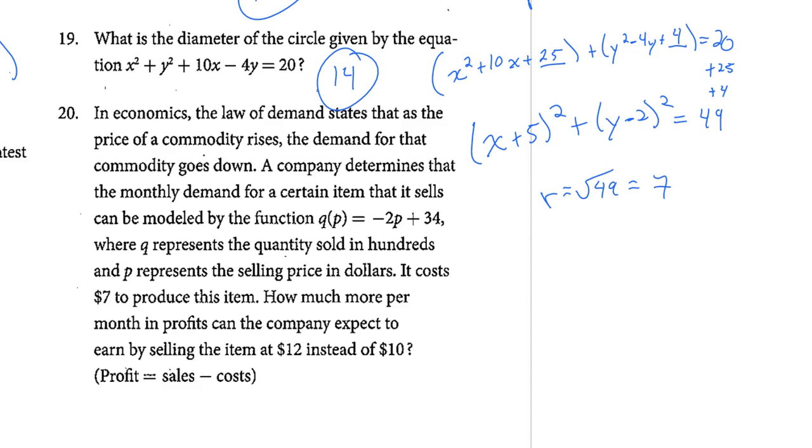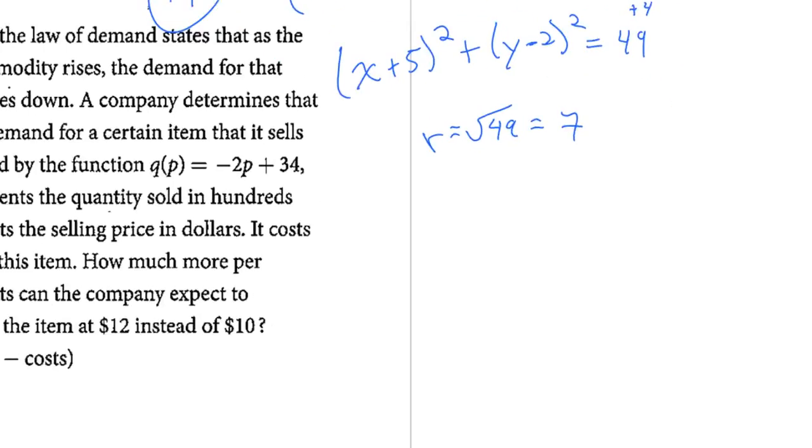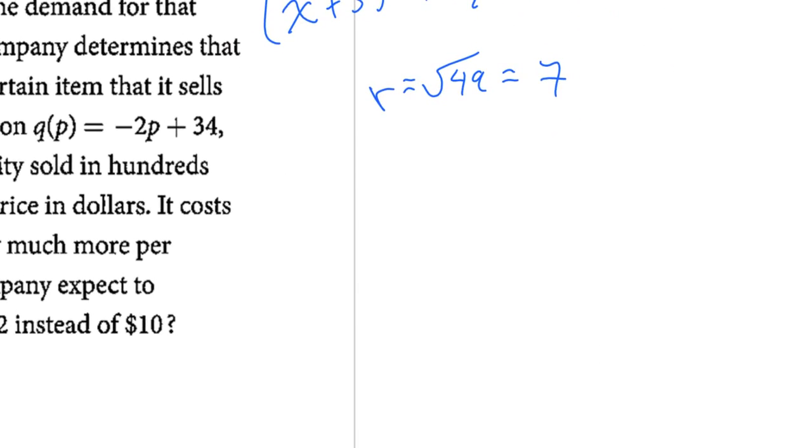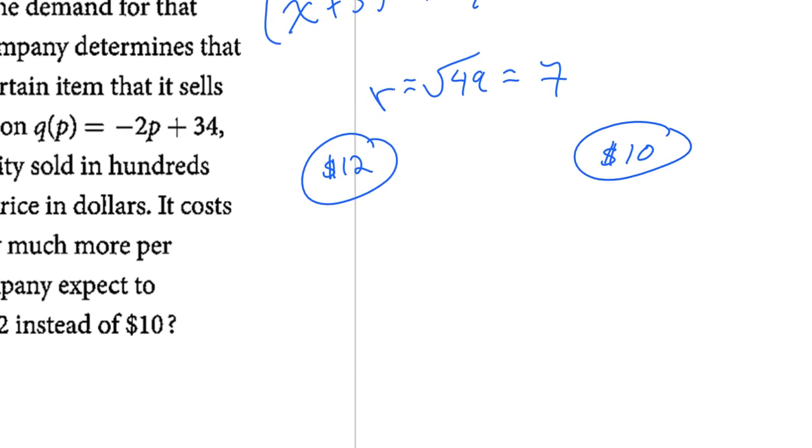It costs $7 to produce this item. How much more per month in terms of profit can the company expect to earn by selling an item at $12 instead of $10? So what we're thinking of here is essentially 2 separate parts. So we have our $12 scenario and our $10. So we're comparing which one's going to give us the better result.